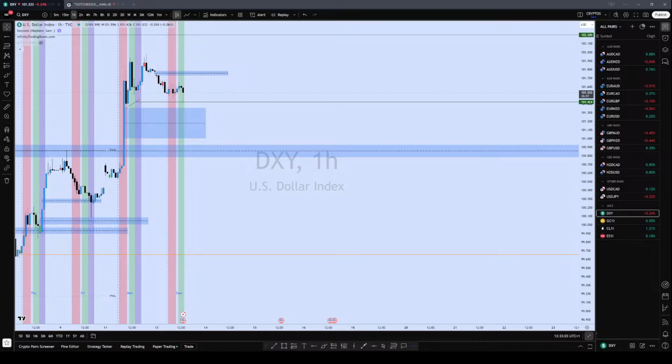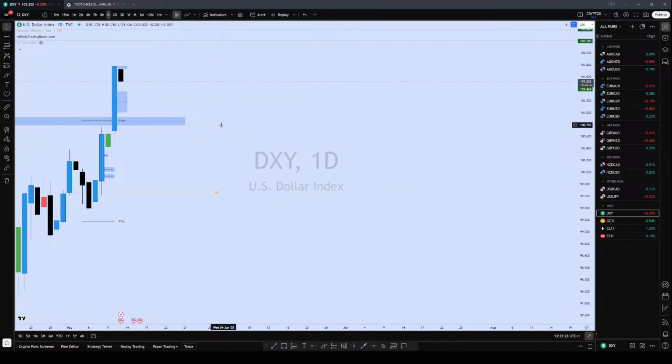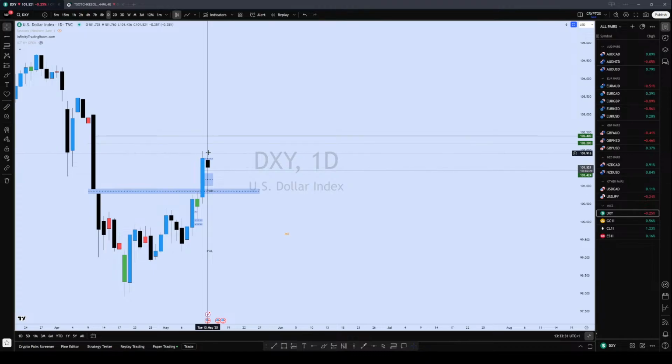Okay, it seems not quite what I expected. I expected a gigantic candle, a big one, but it seems that wasn't the case. So very disappointing, but it is what it is. Okay, now if you go back to the daily, that could mean something else. It could mean that they are reaccumulating today, and then tomorrow we go up.